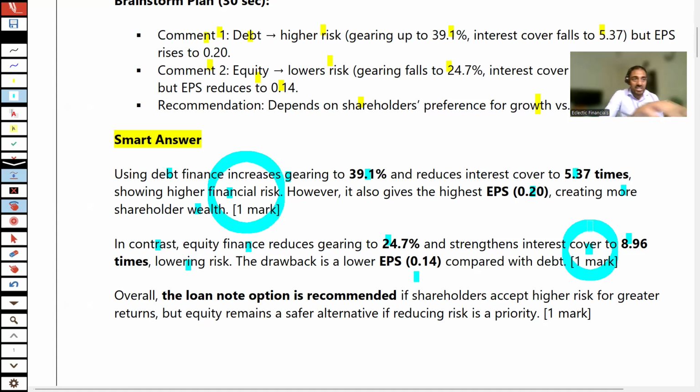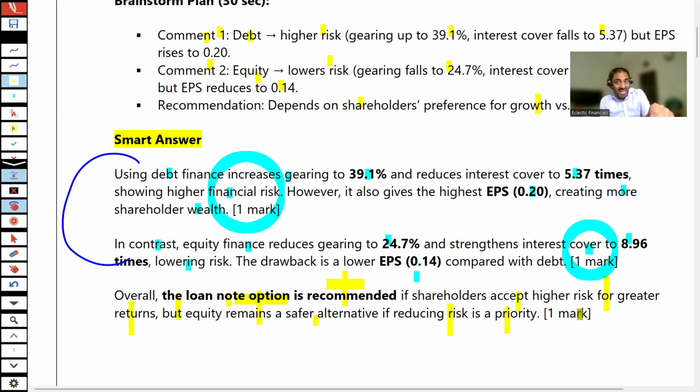The examiner mentioned comment, so here you mention comment. But the examiner also says recommend, so you need to mention recommend. Overall, loan notes means debt finance. The loan notes option is recommended if shareholders accept high risk and want to get returns, but equity remains a safer alternative if they want to reduce the risk. That's 1 mark.